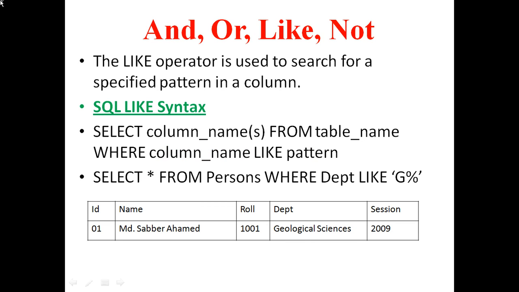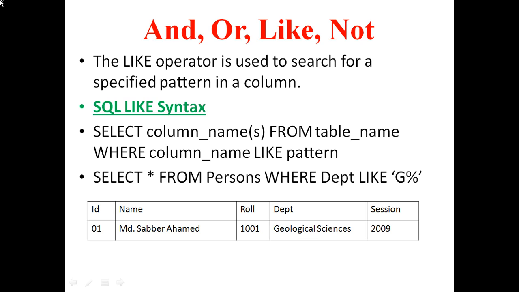Other keywords: and, or, like, not. And means if we want to put several conditions, then we use and. If you want either this one or that one, then we use or. If you do not want this column but other columns, then you can use not.